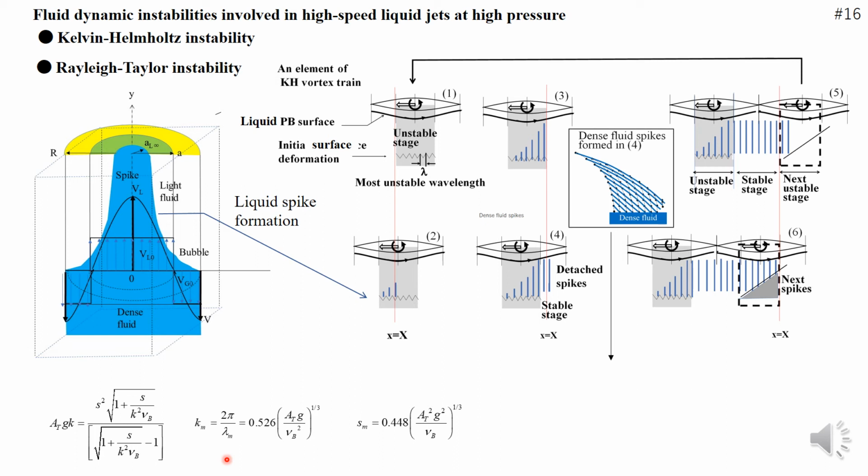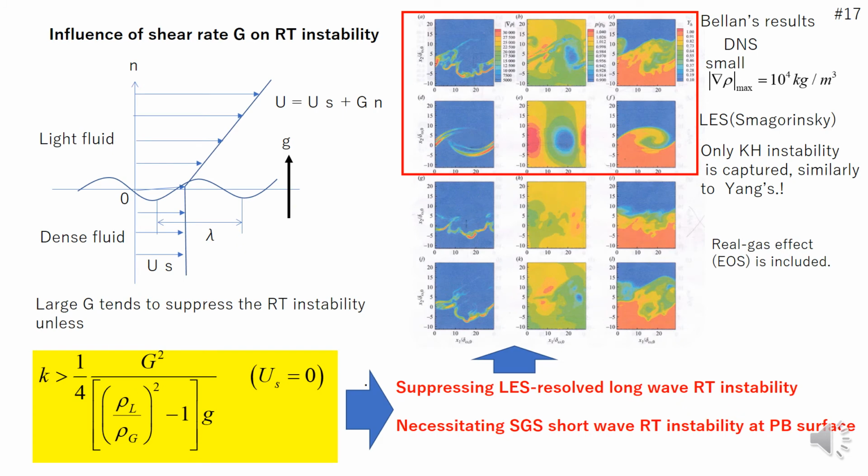The important point is that the Sds model could generate the Sds comb-like dense fluid structure for sinusoidally varying acceleration, as illustrated in this figure. The influence of shear rate on RT instability was analyzed here. It indicates that a large shear rate suppresses the long wave RT instability. The wave number of RT instability must satisfy this inequality shown here.